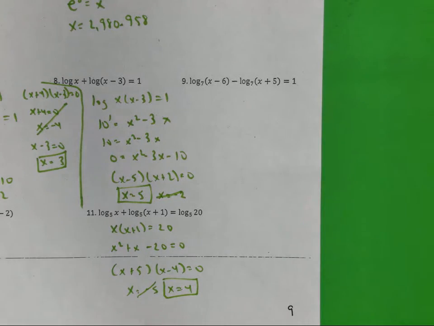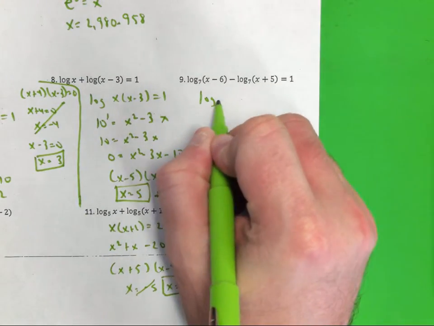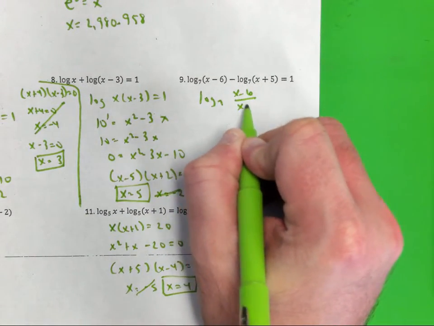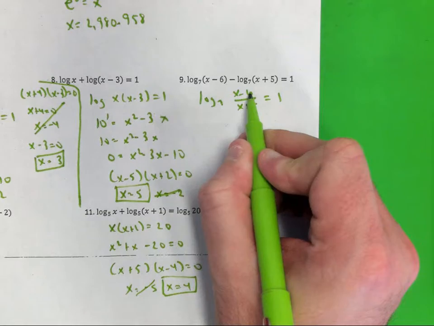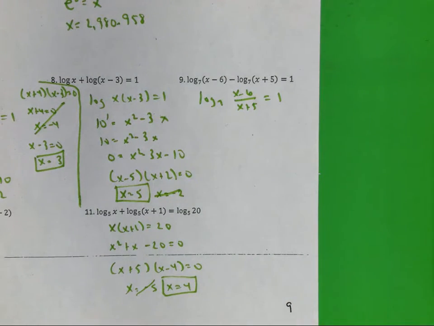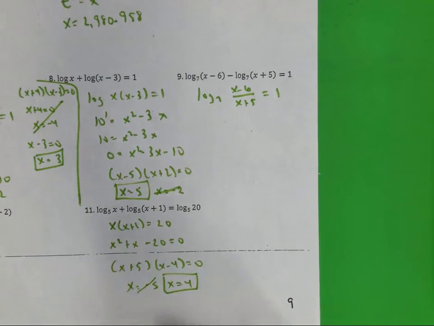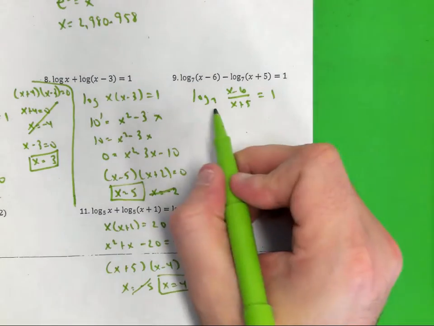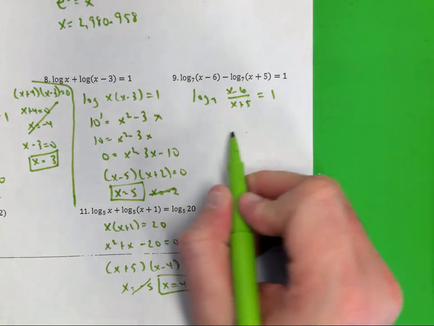Can I just temporarily do away with the log base 7? No, because not all of them have that. So you guys can keep it right now. So log base 7 of x minus 6 over x plus 5 equals 1. I put that in the numerator because it comes first. Now I'm ready to write an exponential because I got one log. 7 to what power?